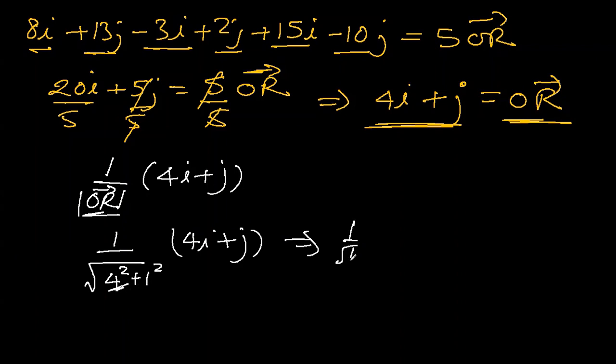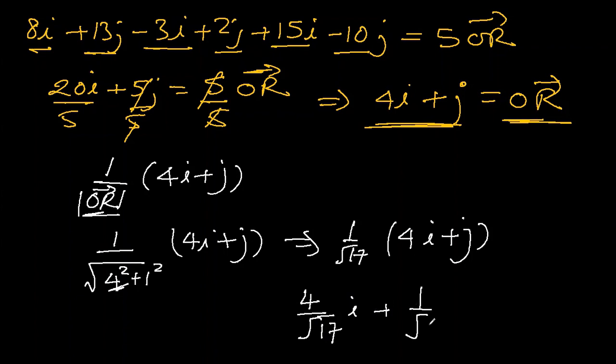1 over square root 17 times (4i plus j). You can leave your answer like this or open the bracket, which is 4 over square root 17 i plus 1 over square root 17 j. This is the unit vector in the direction of OR.